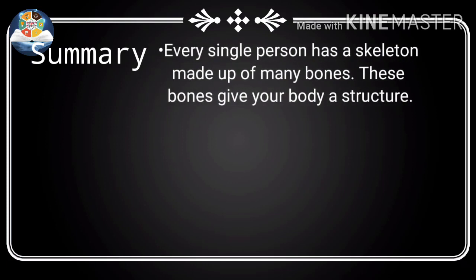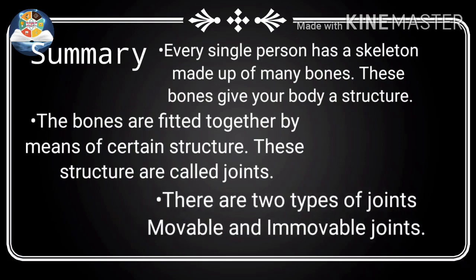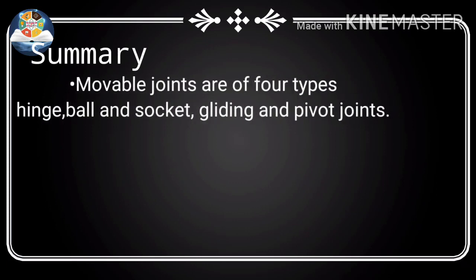Summary. Let us summarize what we have learnt. Every single person has a skeleton made up of many bones. These bones give your body a structure. The bones are fitted together by means of certain structures. These structures are called joints. There are two types of joints: movable joints and immovable joints. Movable joints are of four types: hinge joint, ball and socket joint, gliding joint, and pivot joint.